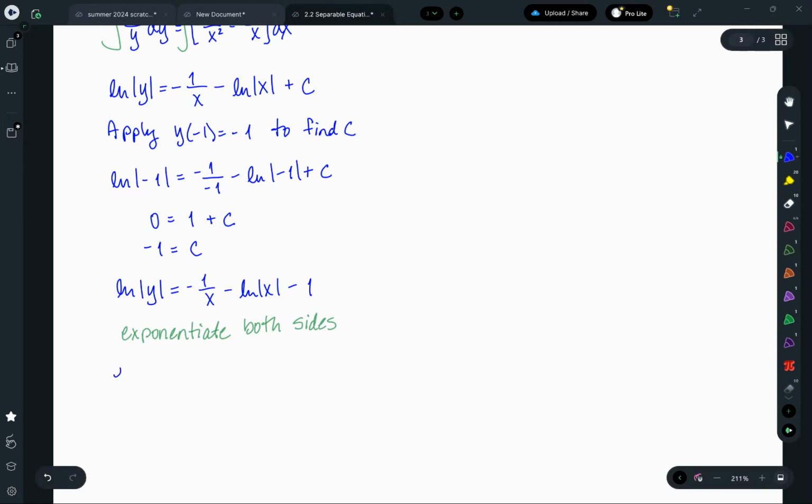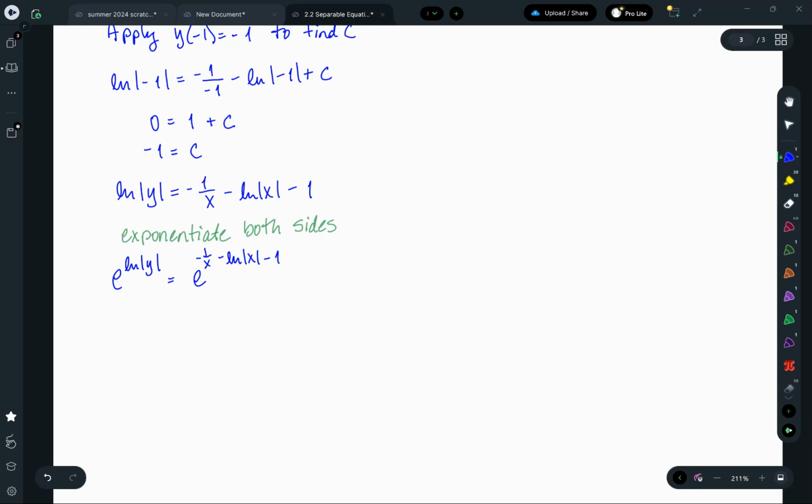So we should have e to the natural log of the absolute value of y on the left is equal to e raised to the entire right side in the exponent. So e to the minus 1 over x minus natural log of x minus 1. That's the entire exponent, okay? Do not do individual terms. Cannot stress it enough.